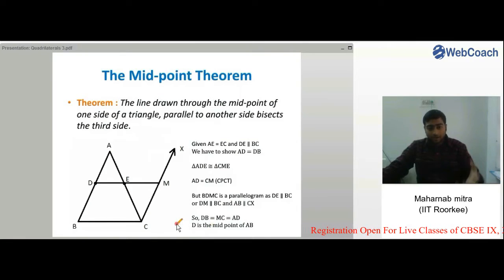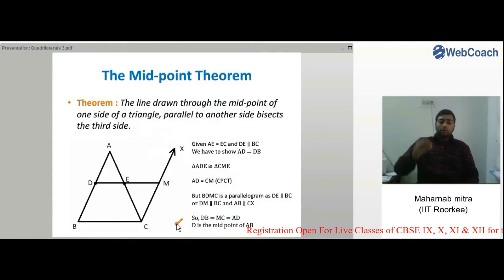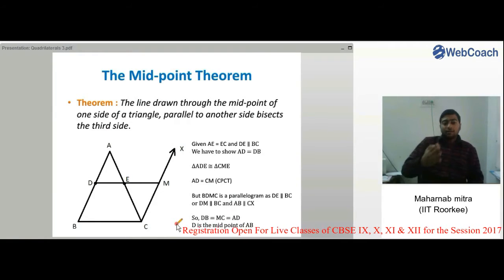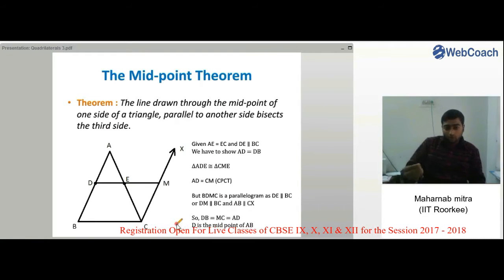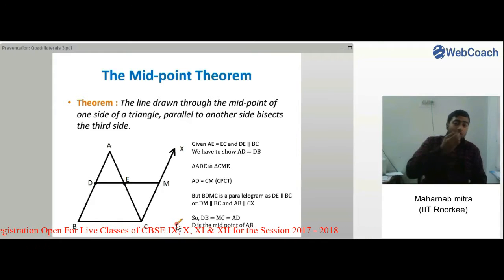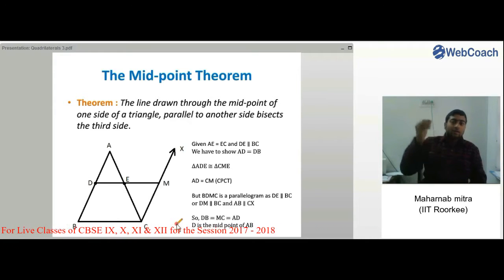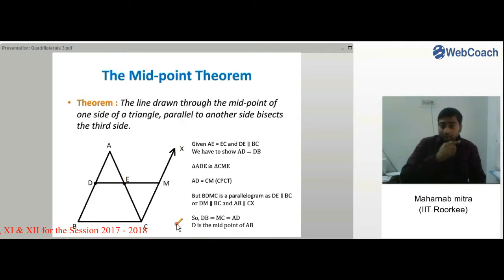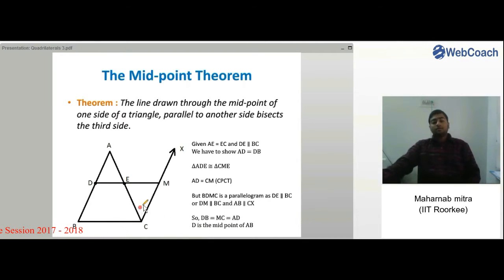So we have proved the theorem that the line drawn through the midpoint of one side of a triangle running parallel to the base or the other side intersects the third side at its midpoint, right? It is just the converse of the midpoint theorem we have talked about in the beginning of the class, right?